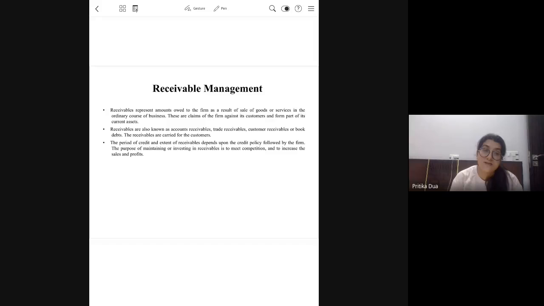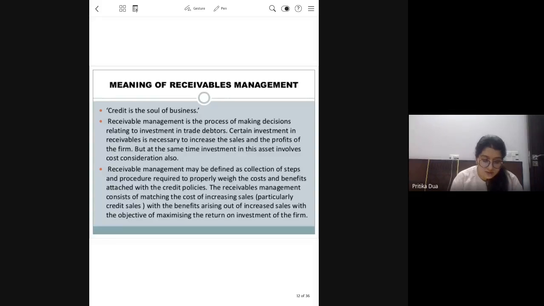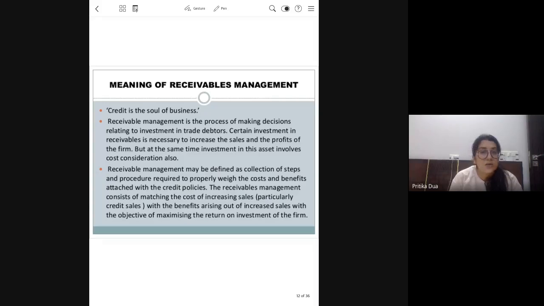Okay, so all this requires funds, and that cost needs to be minimized. So that is the objective of receivables management. Just have a look at the first statement: credit is the soul of business. If your competitors are offering credit and you're not offering credit to your customers, then you are at loss. So it becomes a necessary norm in the business to offer credit to your customers.